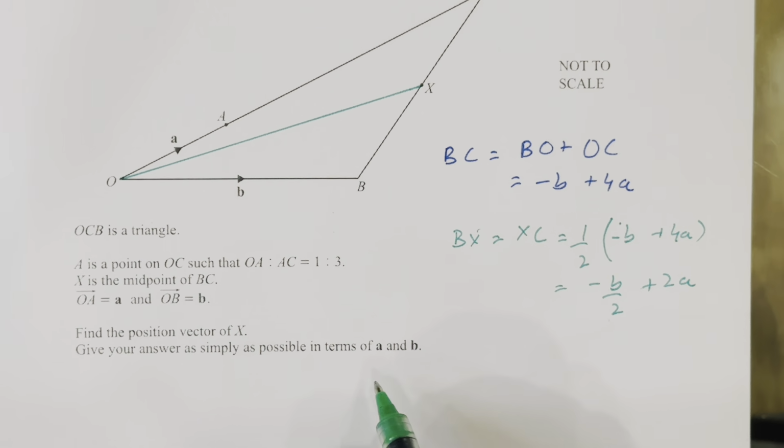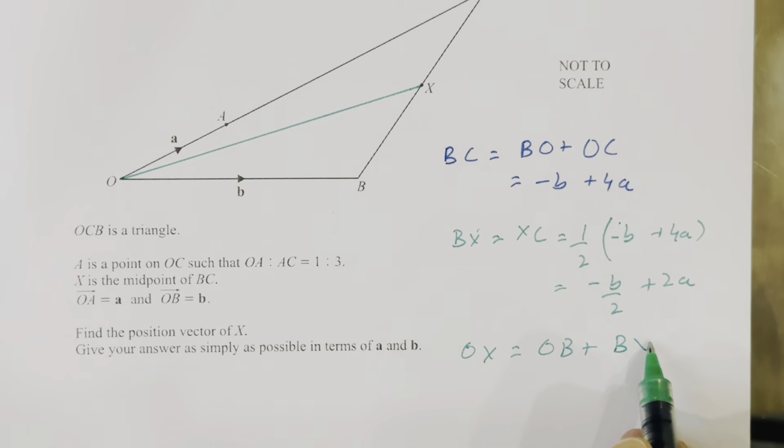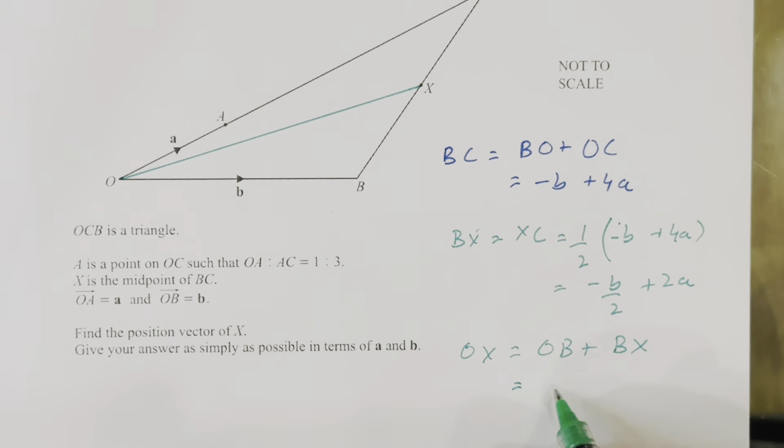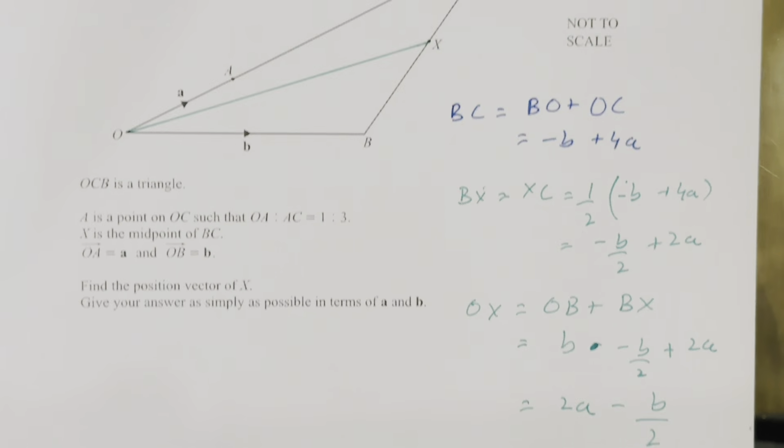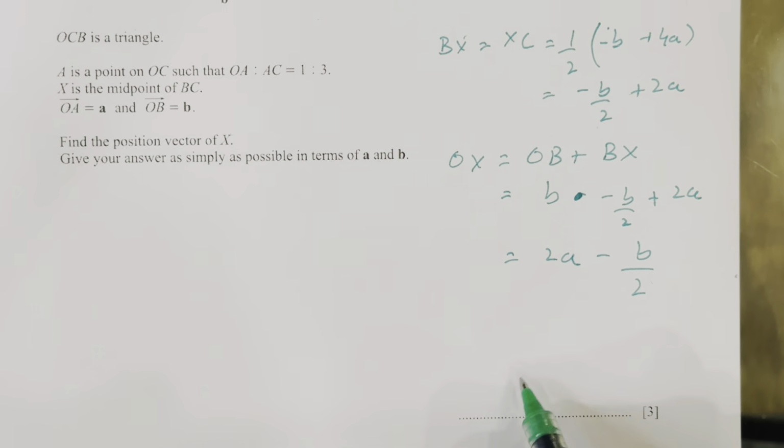Okay, we already know that OX is equal to OB plus BX. Value of OB is B, and BX we just calculated, minus B by 2 plus 2A. After solving it, we get the value 2A plus B by 2. So this would be our final answer.